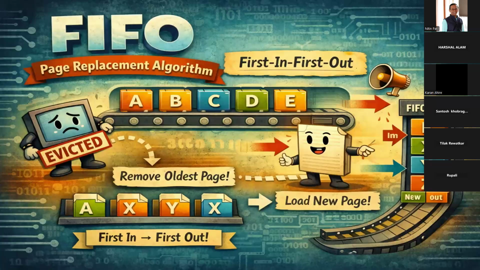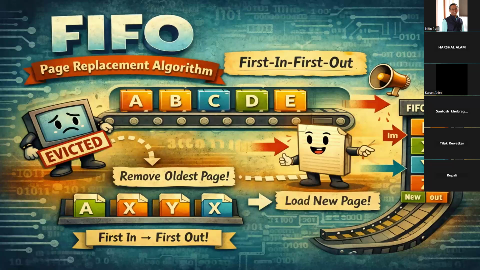So let us start with FIFO. Let us begin with this first algorithm, first in, first out. This is the simplest page replacement algorithm. The idea here is based on the queue data structure. The page that enters memory first will be removed first. So memory behaves like a queue. New pages are always added at the end. Oldest pages are removed from the front.